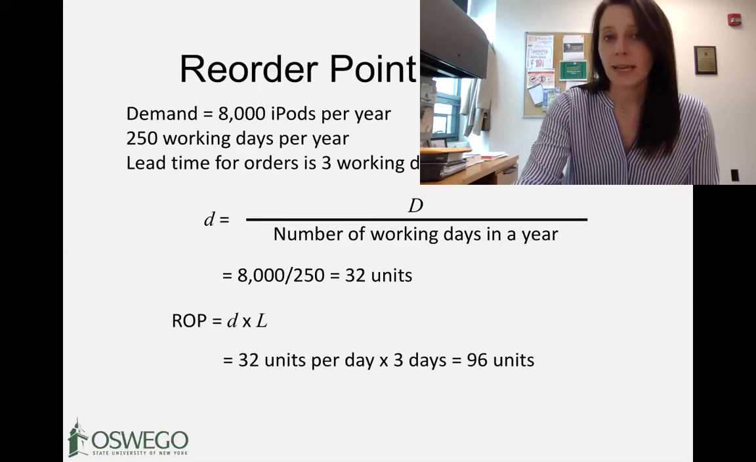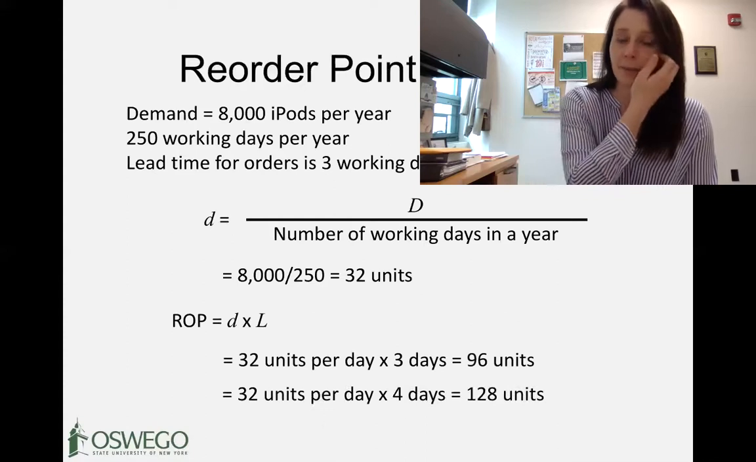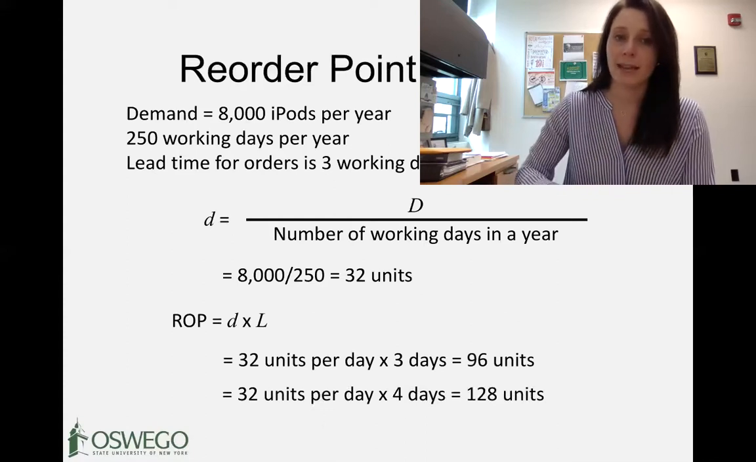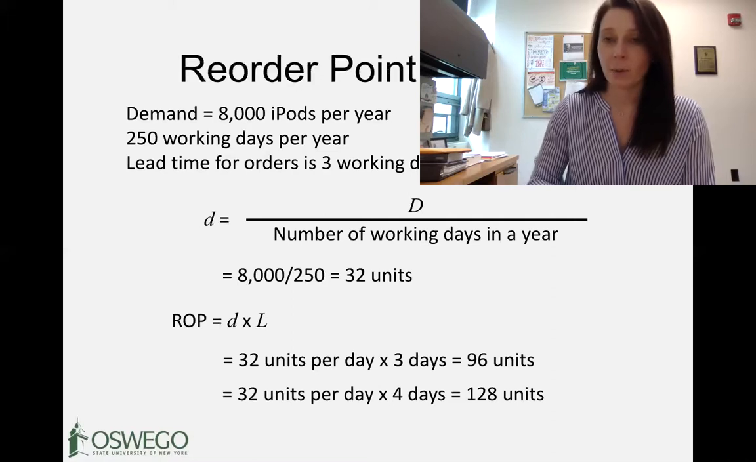So in this case, we're going to take iPad sales, right? If annual demand is 8,000, and we divide by the number of working days in a year, which we always assume to be 250, that's going to tell us that our demand per day is 32 units.